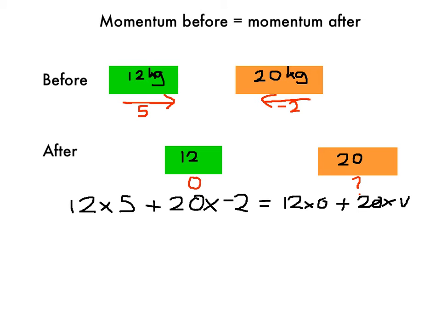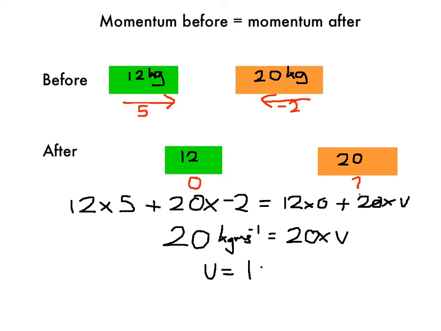And so when we simplify this, we get 60 minus 40, so we have 20, call that kilogram meters per second, equals 20 times V. So 20 kilograms times V in meters per second. And so solving for V, we see that V is 1.0 meter per second. That's come out as a positive answer, and so we know that that is 1 meter per second in that direction.